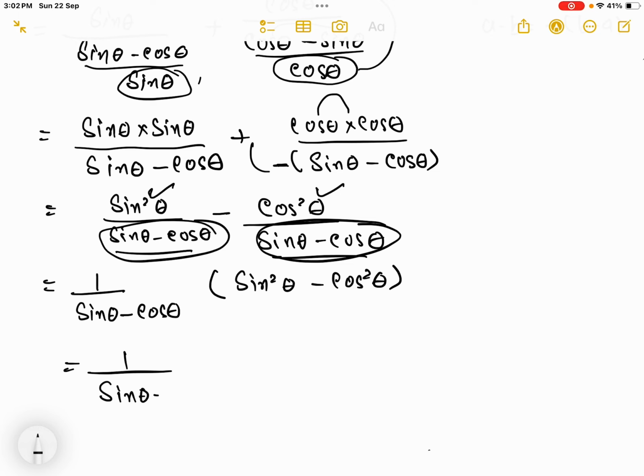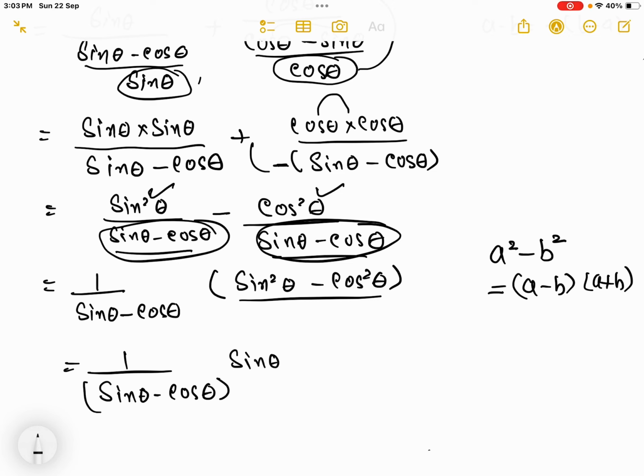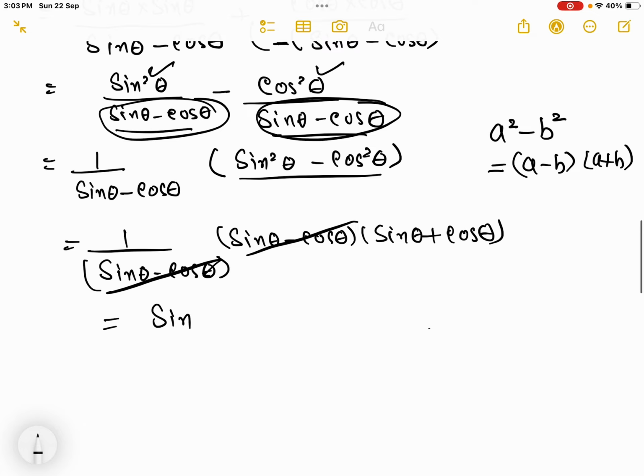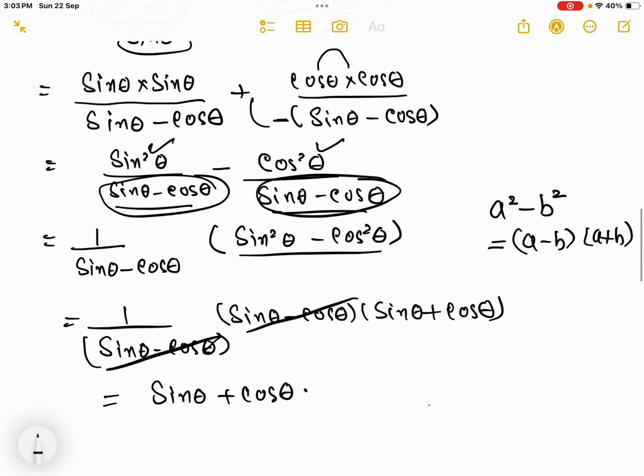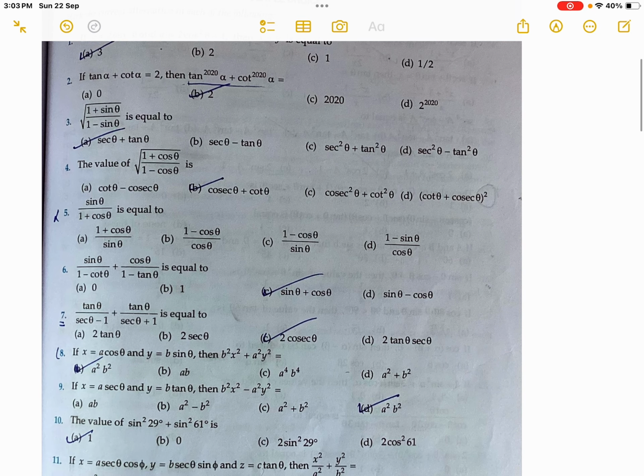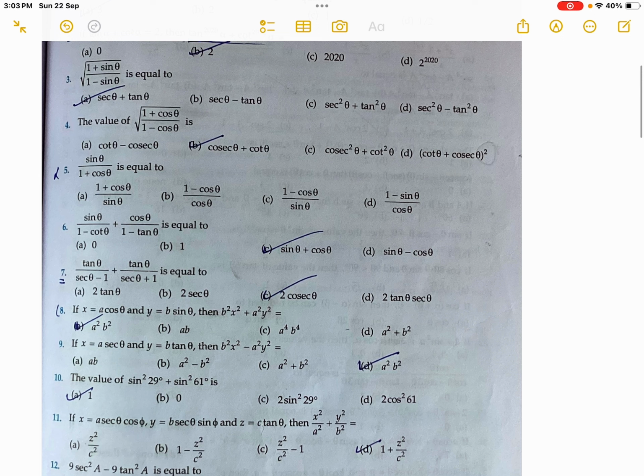So 1 by sin theta minus cos theta, and this quantity sin squared theta minus cos squared theta, we know that one identity will come to the rescue, a squared minus b squared. It resembles this identity, sorry, a minus b times a plus b. So sin squared theta minus cos squared theta is sin theta minus cos theta times sin theta plus cos theta. This quantity and this quantity will cancel, and the final answer comes out to be sin theta plus cos theta. So I have solved this question also. The correct option of question number 6 is option C, which is sin theta plus cos theta.